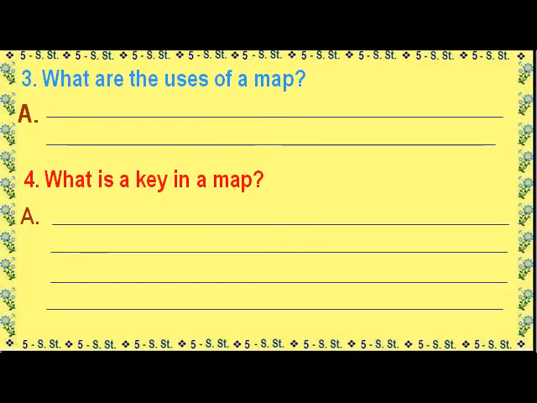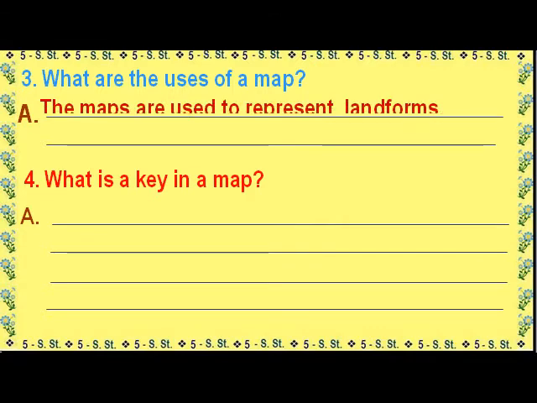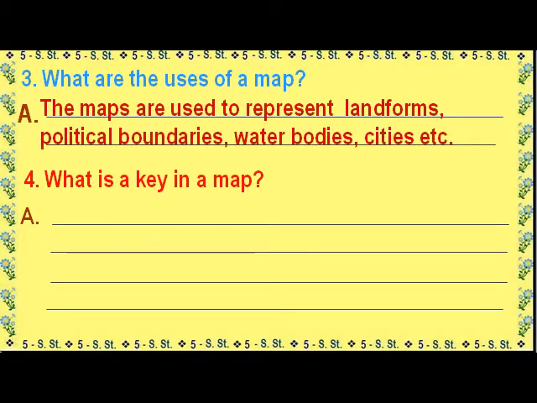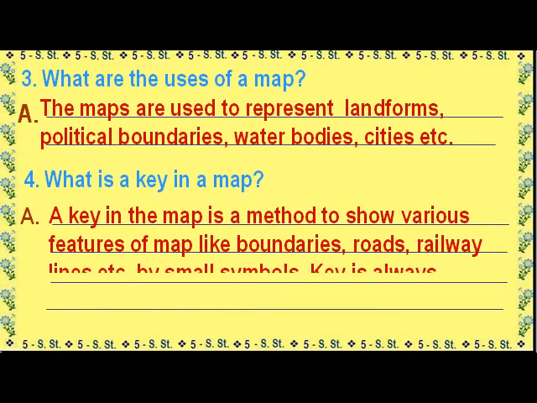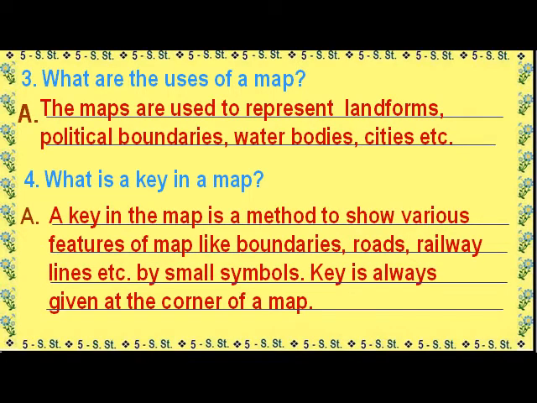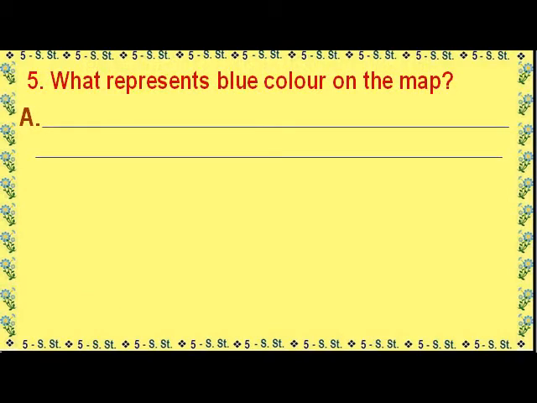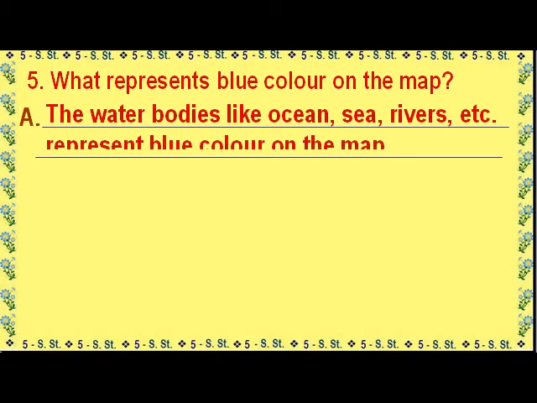What are the uses of a map? The maps are used to represent landforms, political boundaries, water bodies, cities, etc. What is a key in a map? A key in the map is a method to show various features of map like boundaries, roads, railway lines, etc. by small symbols. Key is always given at the corner of a map. What represents blue color on the map? The water bodies like ocean, sea, rivers, etc. represent blue color on the map.